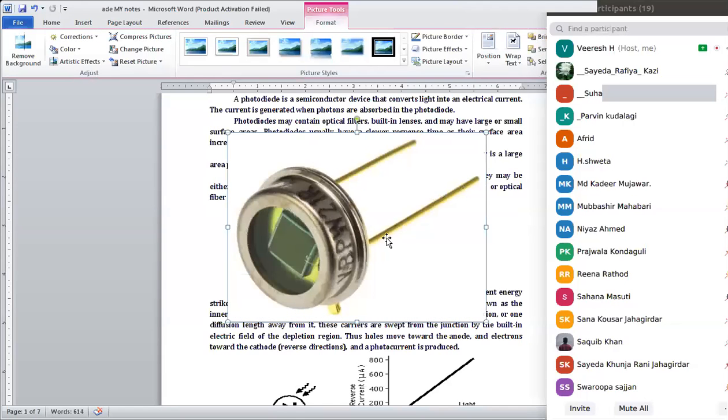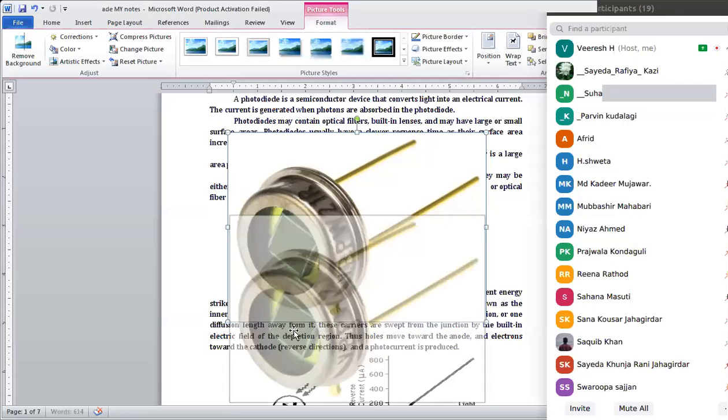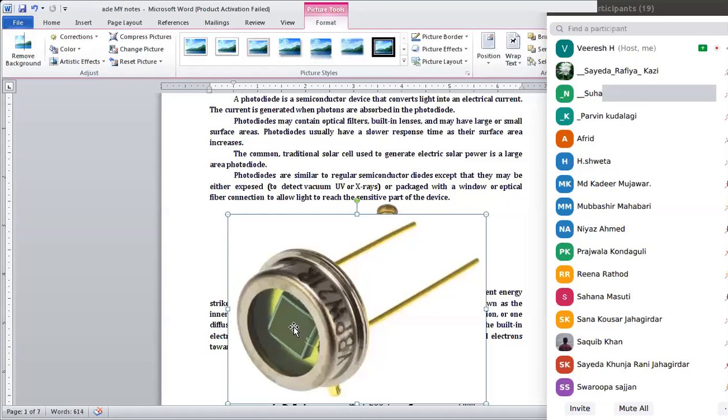This is a photodiode. What we can find on this surface in the inner side, there is a glass top here, right? Inside that, there is a solar chip or solar cell. A very small, tiny solar cell is there, which is a sensor, right? Or optical filter.